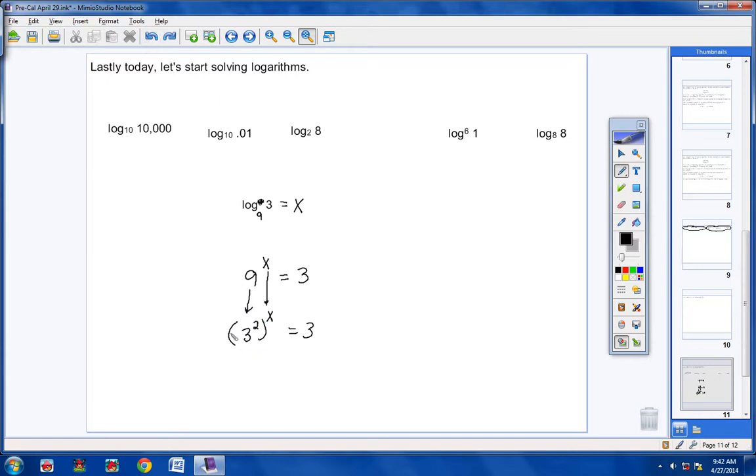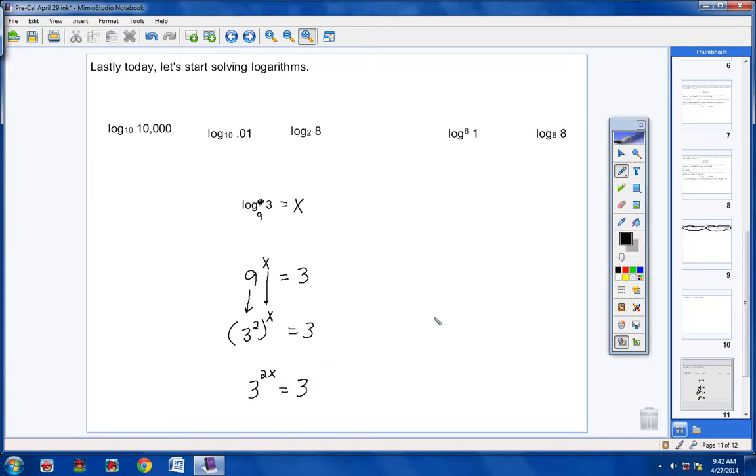Okay? Now, you learned this before. You guys know that when you have a power raised to a power, you multiply them. So now I have 3 to the 2x equals 3. Now this one, yes, students, you have like bases. That's true. A 3 and a 3. But this one's not going to be super easy to do in your head.